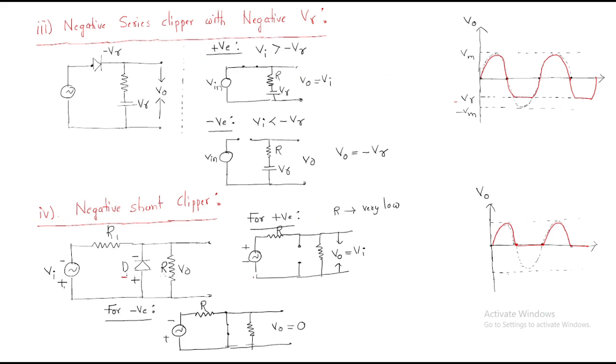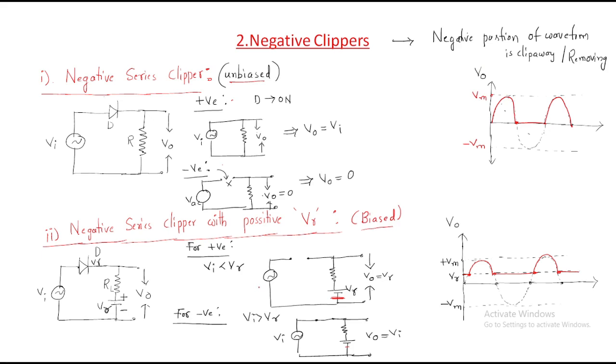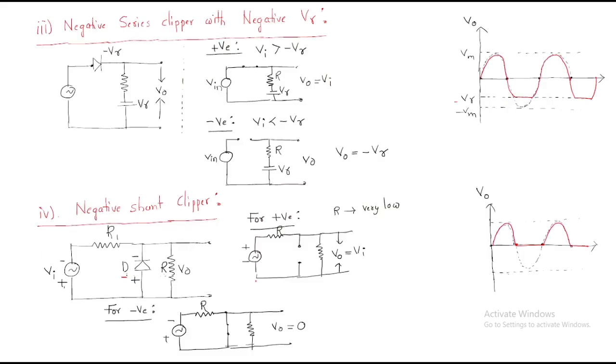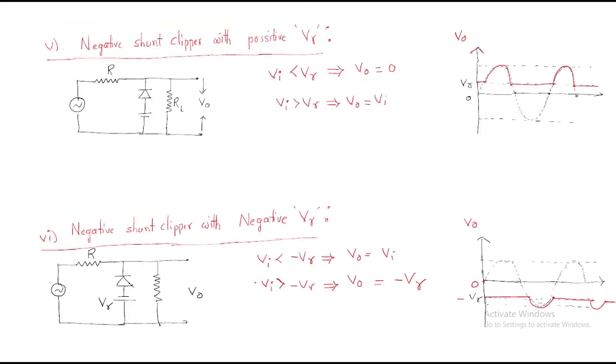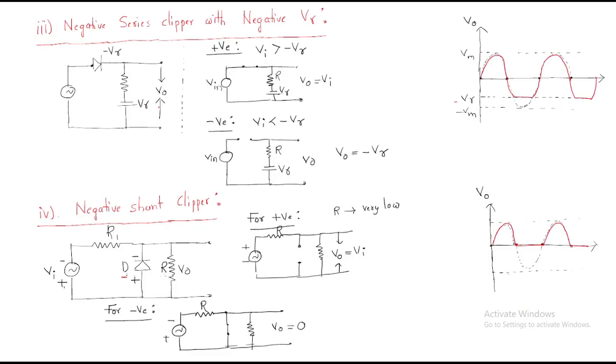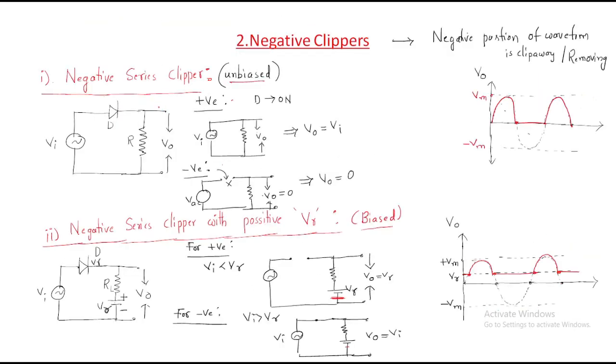Negative clippers are of two types: negative series clippers and negative shunt clippers. Do practice. Divide these diodes for positive and negative, and you will understand each and every waveform. It is not difficult, it is very easy when you analyze and divide them for both forward and reverse bias cases.